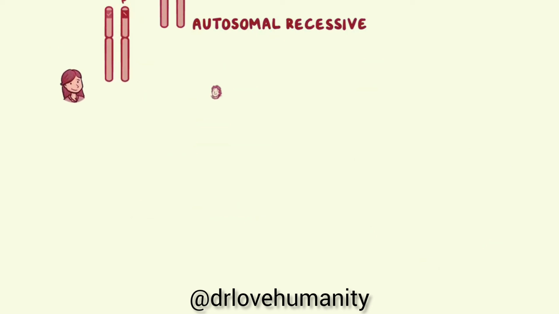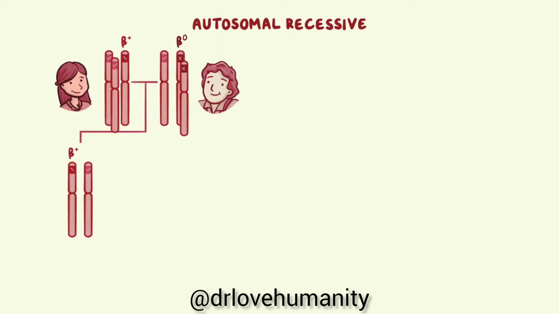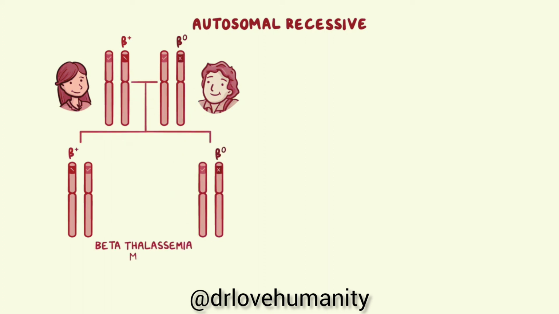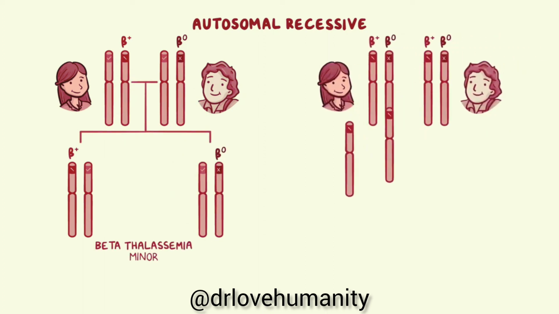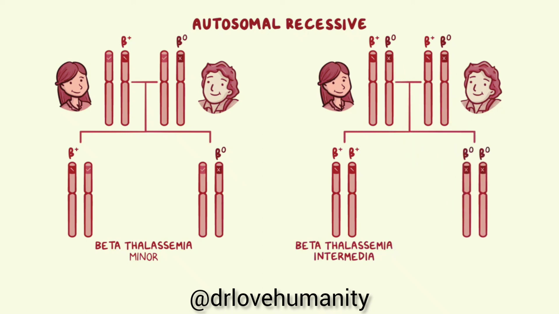And since this is an autosomal recessive disease, 2 mutated copies of this gene, one from each parent, are needed to develop the disease. If the person has just 1 mutated gene that codes for either a reduced production or absent production of beta globin chains, then they have beta thalassemia minor. If the person has 2 mutated genes that code for reduced beta globin chain synthesis, then they're said to have beta thalassemia intermedia. If the person has 2 beta 0 mutations, then no beta globin chains are produced, and they're said to have beta thalassemia major.